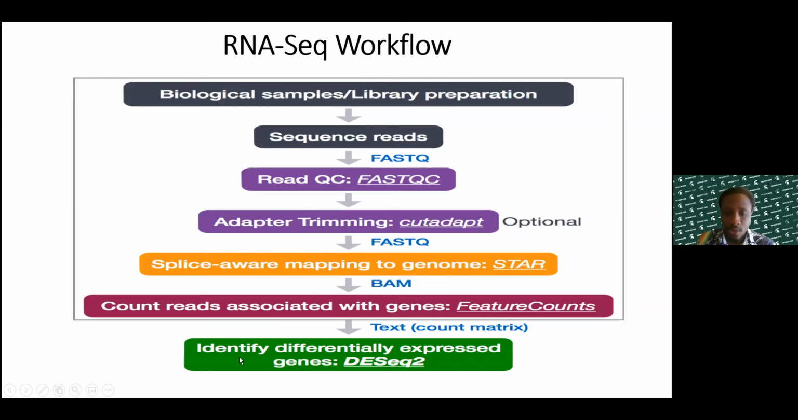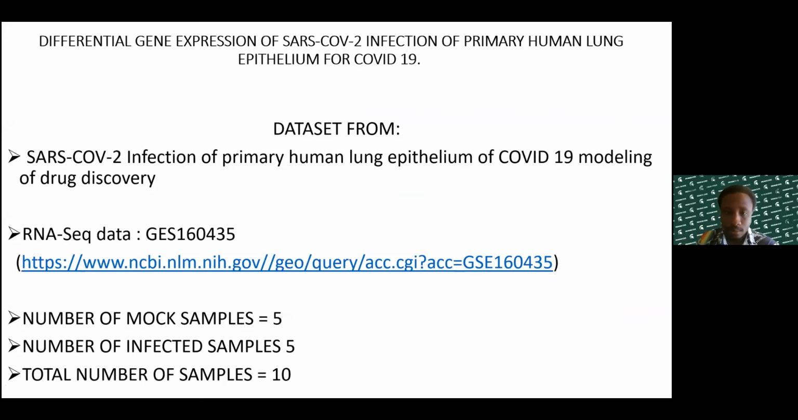So we're just going to consider now, after getting your RNA-seq data file in the form of a text file, how you are going to identify genes that are upregulated or downregulated in two groups, right? For this session, the data set that we're going to use is taken from this paper called Differential Gene Expression of SARS-CoV-2 Infection of Primary Human Lung Epithelium for COVID-19, right?